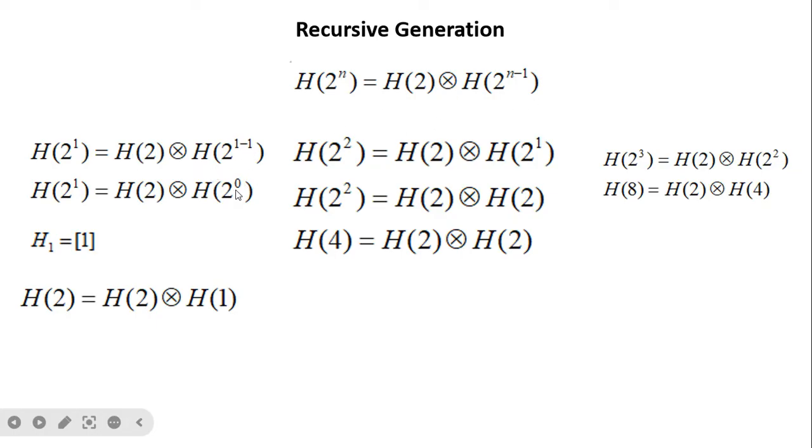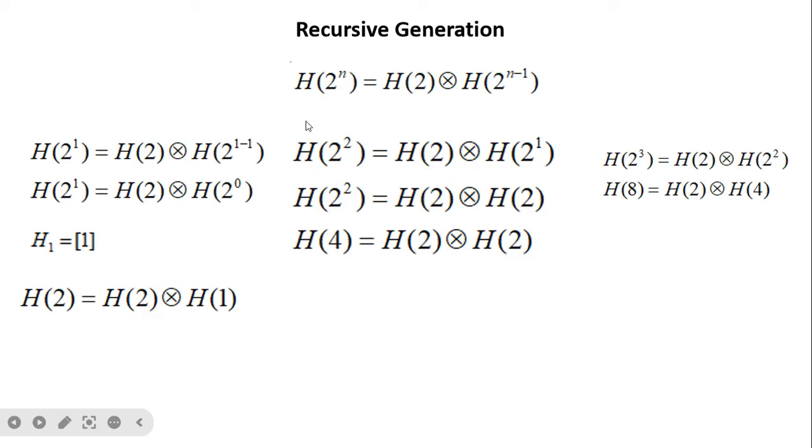So 1 minus 1 is 0, 2 raised to 0 is 1, and H of 1 is only one element. So we get H of 2 equal to H of 2, because the Kronecker product with a single element becomes H of 2 only. For n equal to 2, we get H of 2 squared is equal to H of 2 Kronecker product H of 2 raised to 2 minus 1, which is 1. So this is nothing but H of 2 cross H of 2, and we get H of 4. For H of 8 we use 2 raised to 3, that is n equal to 3, and we get H of 2 Kronecker product H of 4.